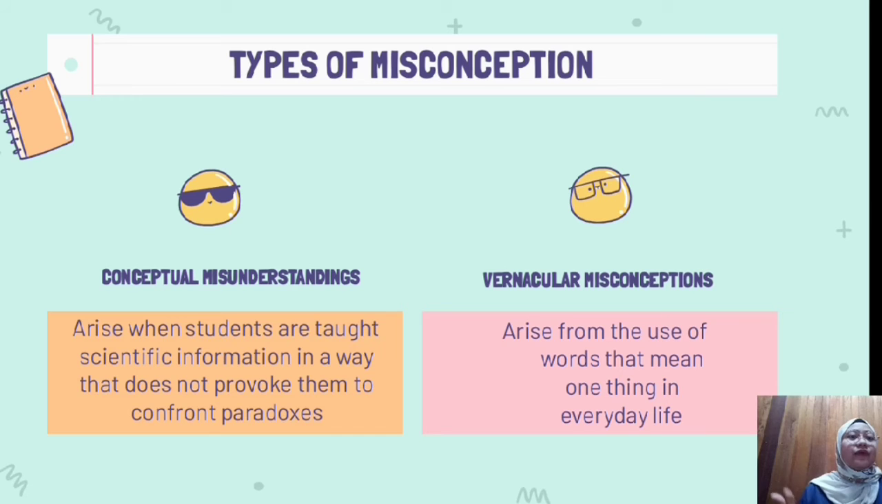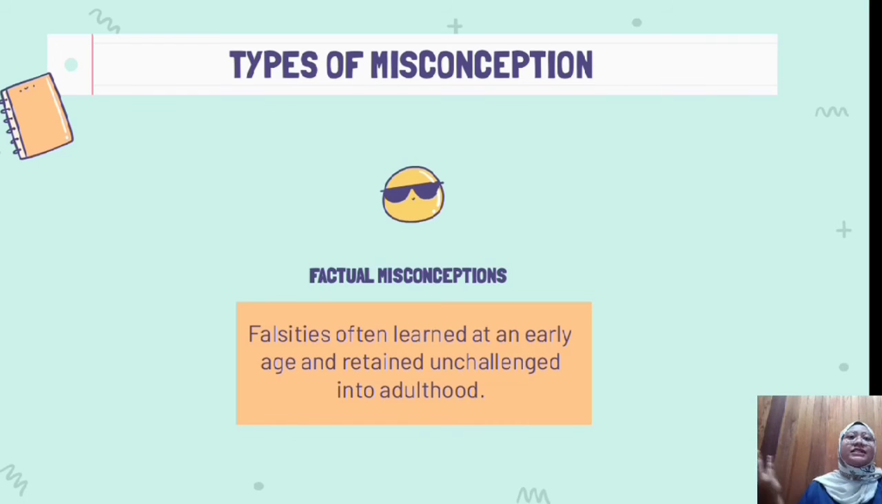It arises from the use of words that mean one thing in everyday life. It's just like the word work, which is something you can do with work. And the last but not least of the five types is factual misconception. That is, facts often learned at an early age and retained unchallenged into adulthood.